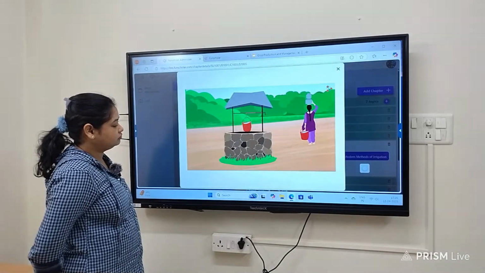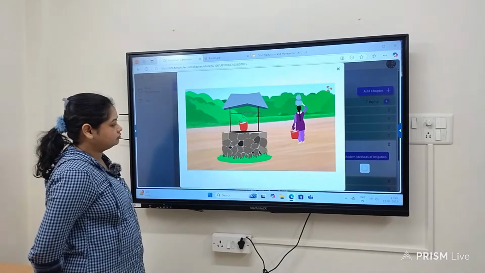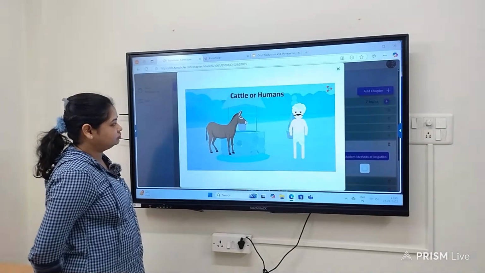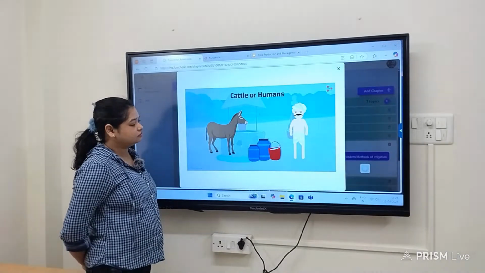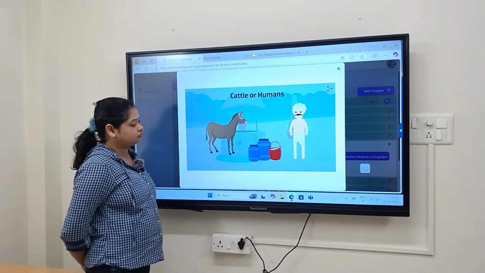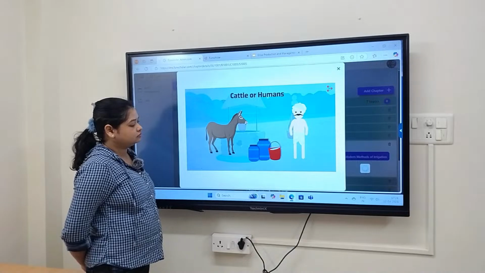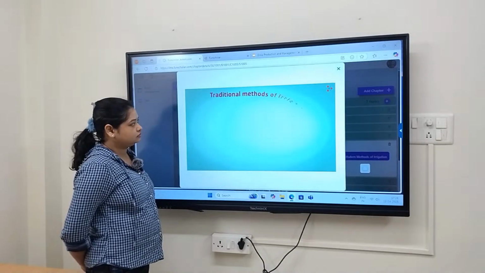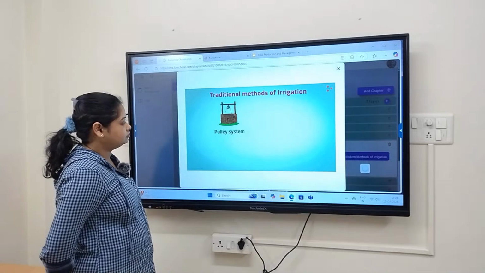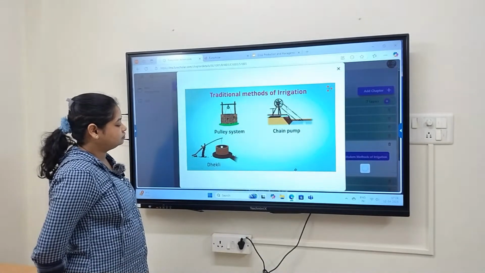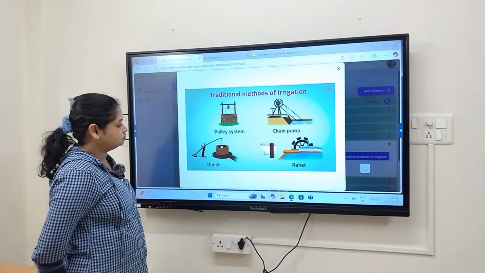In the traditional method, who do you think does the work of lifting the water? It's the cattle or humans who lift water from these sources. These methods were inexpensive for the farmers, but were not quite efficient. Let us take a quick look at a few traditional methods of irrigation first. We will look at the moat or pulley system, a chain pump, dekli, and rahat, which is a lever system.